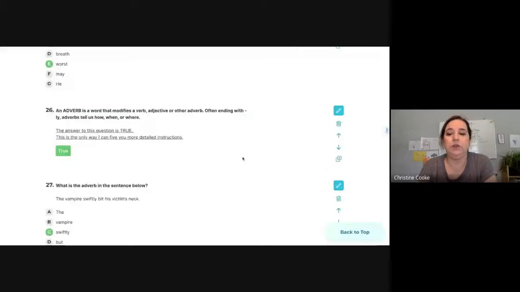But then the other thing that we're going to do is this. Let me open up the Socrative. So when we start a new section, for example, this is the 5th grade assessment, and this is when they start their adverb assessment. Question number 6 says, an adverb is a word that modifies a verb, an adjective, or another adverb, often ending with ly. Adverbs tell us how, when, or where. And then it says, the answer to this question is true.